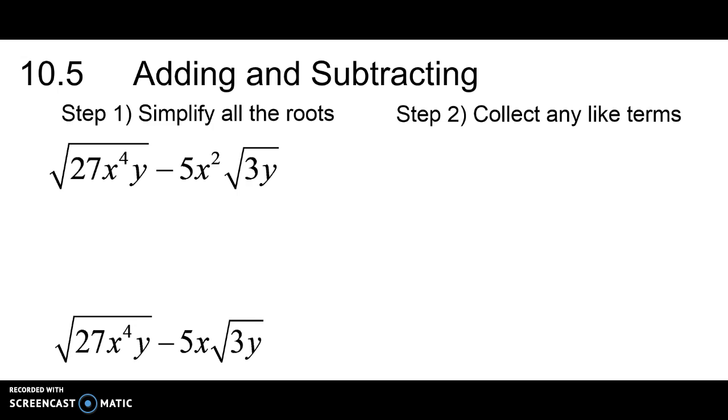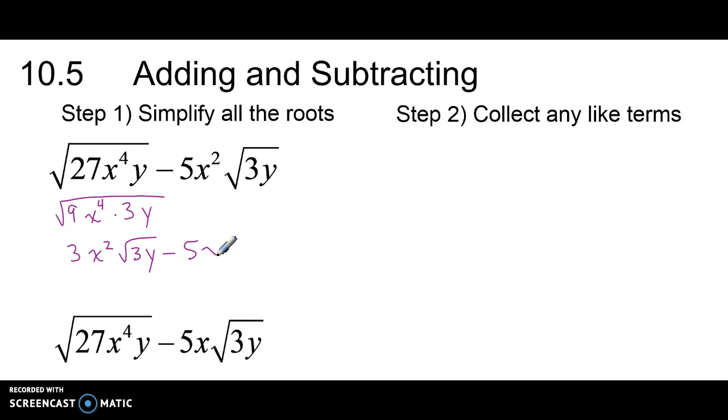So if you were doing a problem like this top one here, the root here would have to be simplified. 27 breaks up into 9 times 3. X to the fourth has a nice root, but y doesn't. So the square root of 9 would be 3. The square root of x to the fourth would be x squared. Remember, you don't need absolute values there because that's already going to be positive.